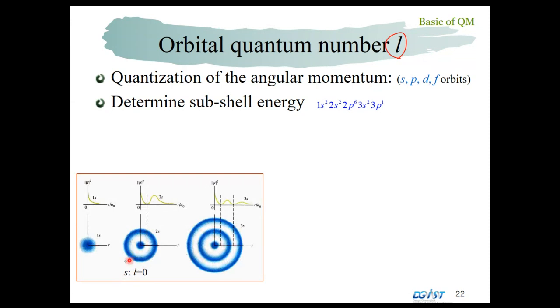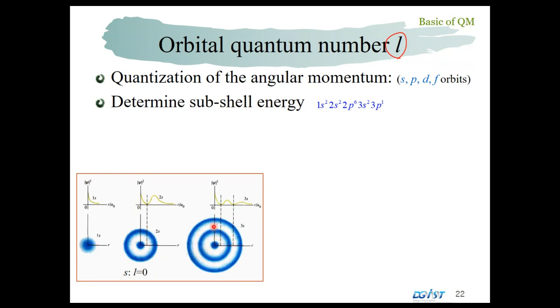So in this cartoon, I expressed only the S state, called L is zero. L is zero means there is no angular momentum. So they have a spherical symmetry. There's no specific preferred direction of the electron motion. So don't confuse this cloud with some kind of orbital motion.